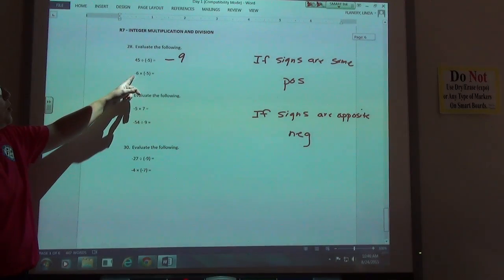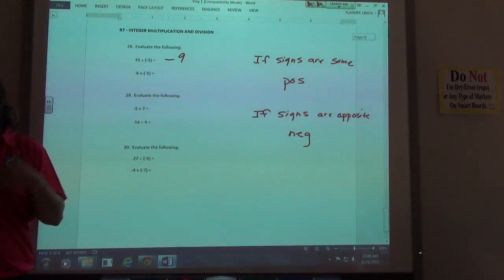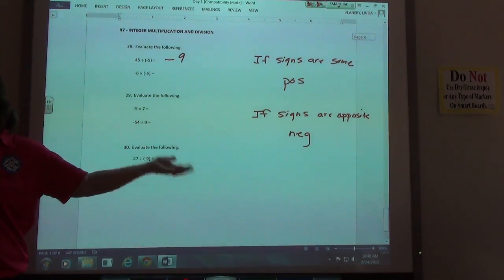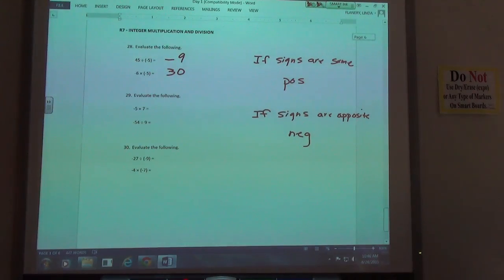Now, on the second one I'm multiplying. I'm taking negative 6 times negative 5. Negative times a negative gives me a positive answer, and 6 times 5 is 30. So negative 6 times negative 5 gives me positive 30.